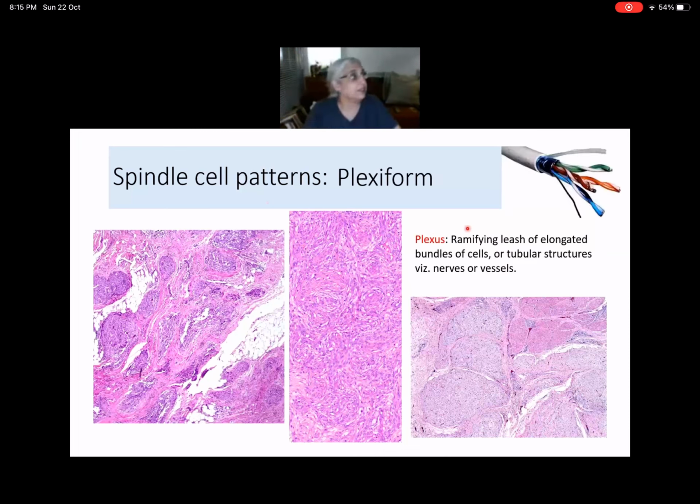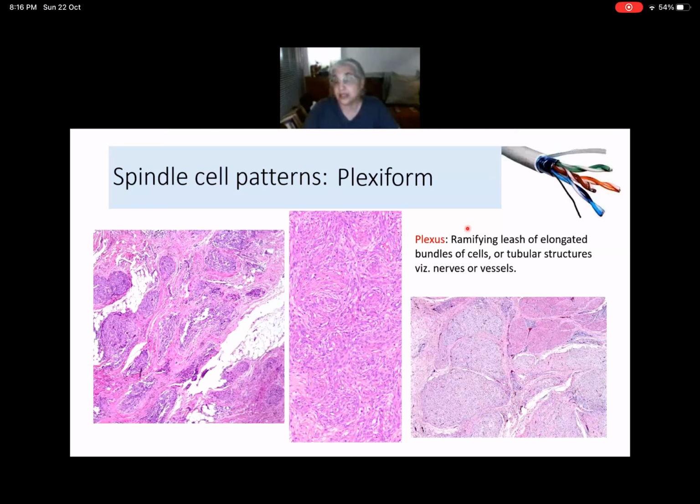This is a bag of worms. Okay, yes. What is that name? Plexiform. Yes. And why is it called plexiform? See, it's a plexus. A plexus is a ramifying leash. A leash is made up of long cables. So you know that nerves are cables, and you can have a leash of nerve fibers.